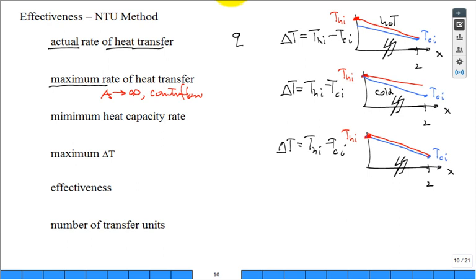And in either one of them, for this one, it's temperature hot in minus temperature cold in. What's the same in all 3 of these? The maximum temperature change of one of the streams of fluid. All right. So to talk about the maximum rate of heat transfer, we have to talk about the maximum temperature change. And so the maximum temperature change is just T hot in minus T cold in.